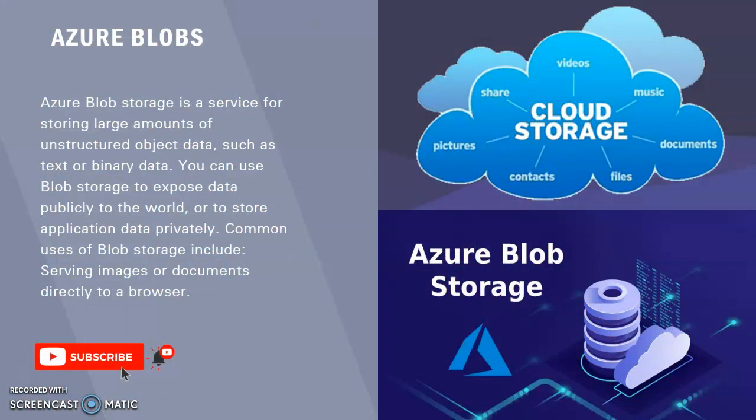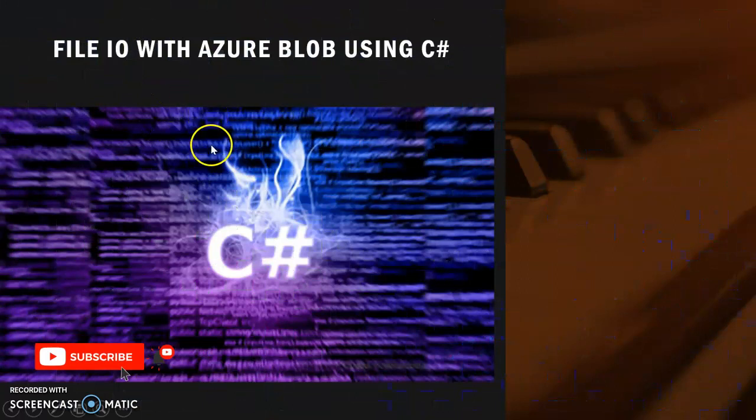So what is Azure Blob? It is a storage service for storing large amounts of unstructured objects such as text or binary data. You can use blob storage to expose data publicly to the world or store application data privately. There are different security configurations. Common uses of blob storage include serving images or documents directly to the browser. So today we are going to see Azure Blob using C#.